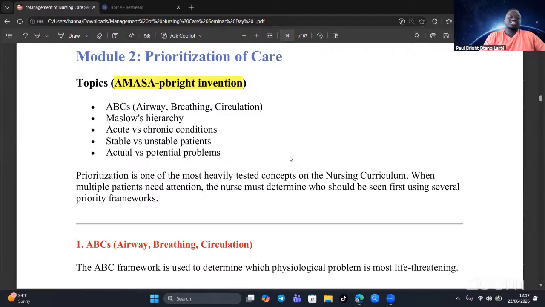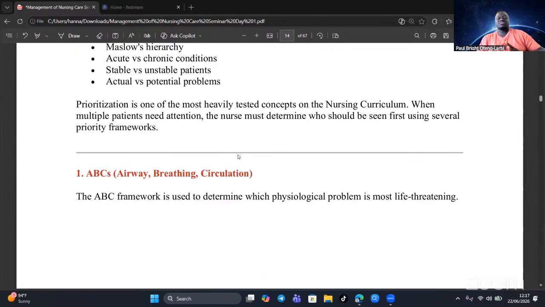Okay, so prioritization is one of the most heavily tested components in nursing curriculum. When multiple patients need attention, the nurse must determine who should be seen first using several priority frameworks. So this is a bundle of frameworks. Don't forget AMASA. So let's take it one by one, the frameworks or the bundles.